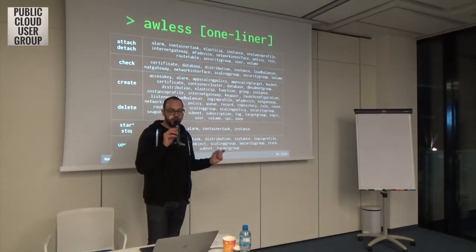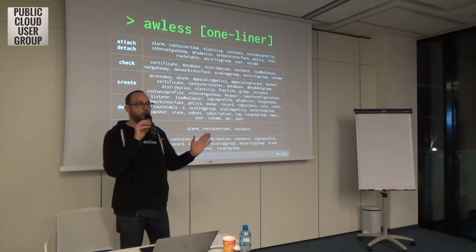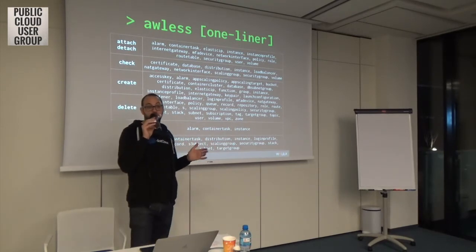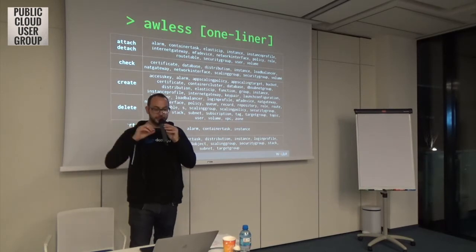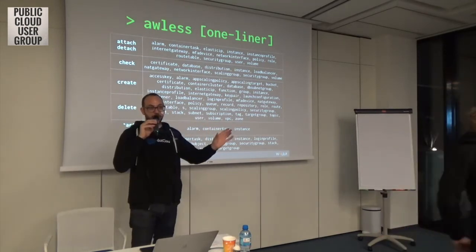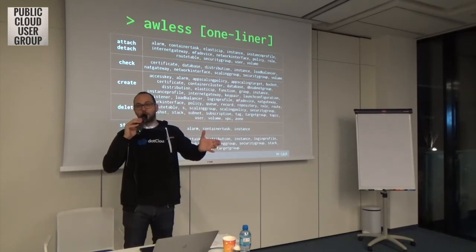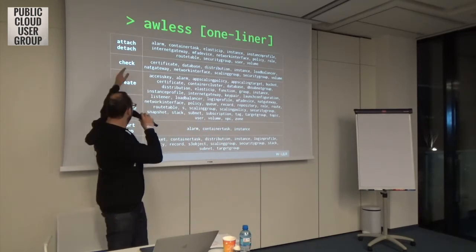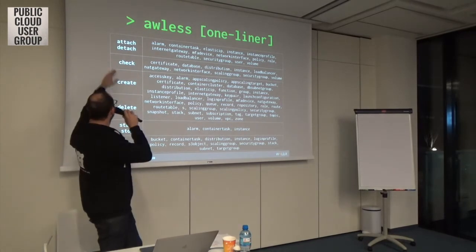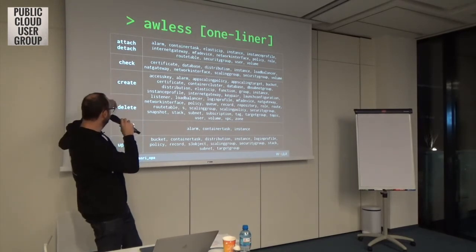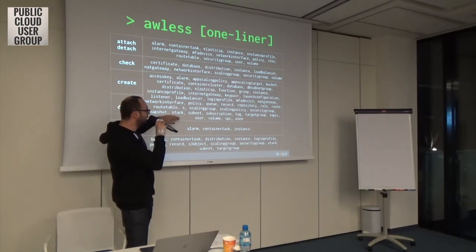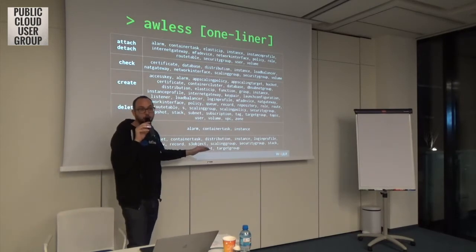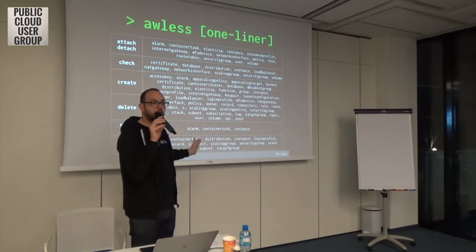So what is AWLESS? These diagrams tell most of it. We took our inspiration from Git. Instead of having an AWS service name and several commands, we have AWLESS, one verb, and then one entity. As you can see, we define the following verbs: attach, detach, check, create, delete, start, stop, and update. And these are, right now, all the kinds of entities that we support for these different verbs.